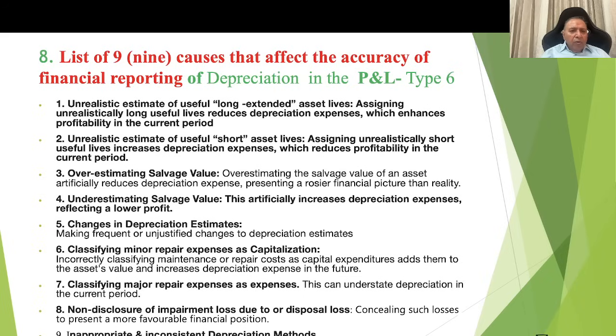Overestimating the salvage value, underestimating the salvage value, change in the depreciation estimates, making frequent, unnecessary changes to depreciation estimates, classifying minor repair expenses as capitalization, classifying major repair expenses as expenses, which can understate depreciation in the current period, non-disclosure of the impairment loss or disposal loss, concealing that, and inappropriate and inconsistent depreciation methods used.